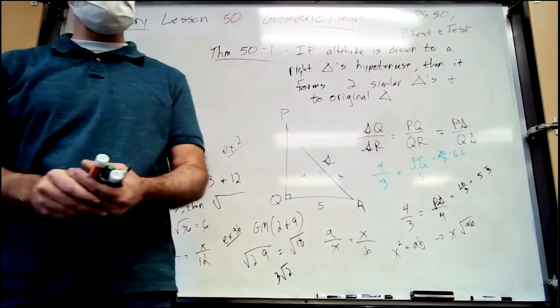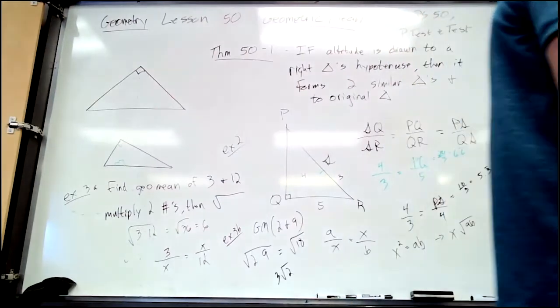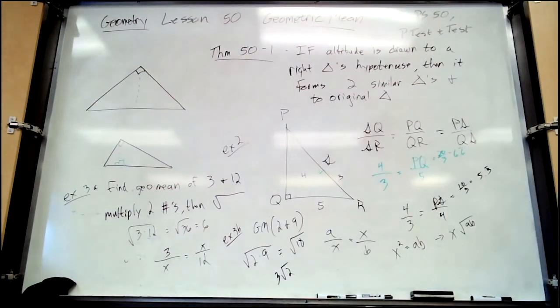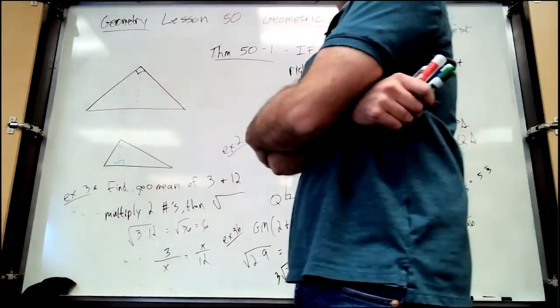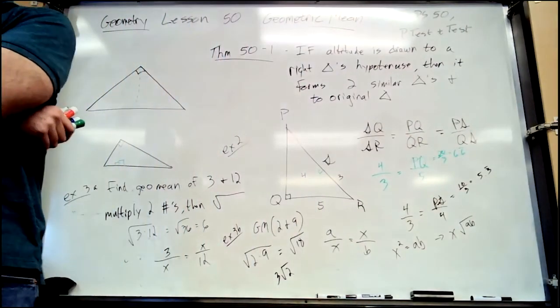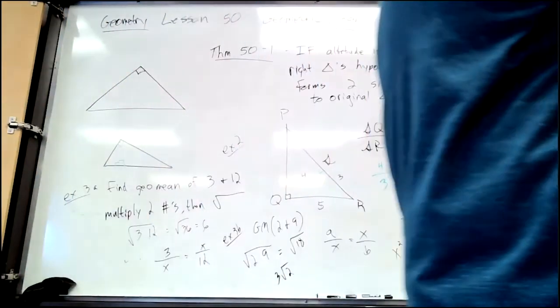All right, let's do another one. What's the geometric mean of 25 and 4? Janae? Wouldn't that just be 10? Yes, because 25 times 4 is 100. Square root of 100 is 10. That was nice.